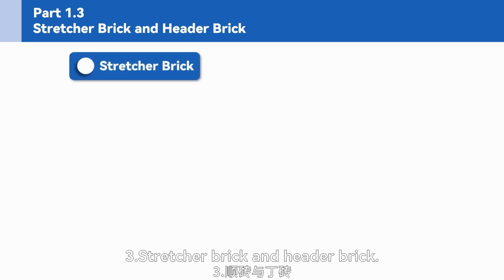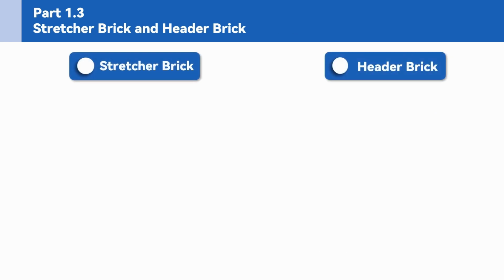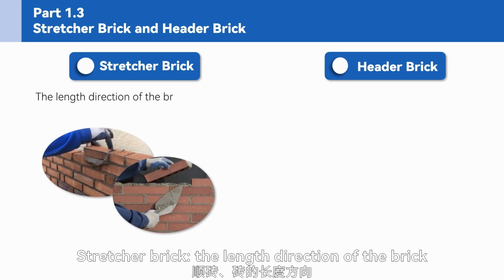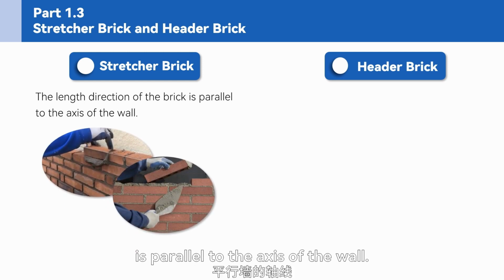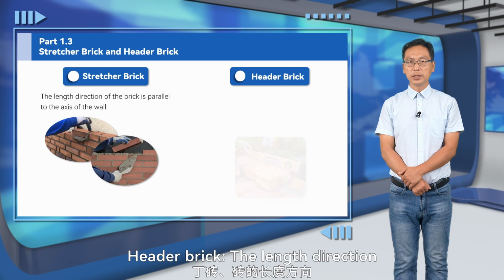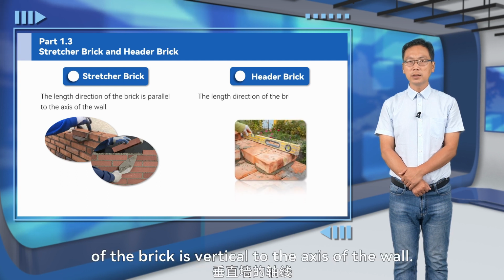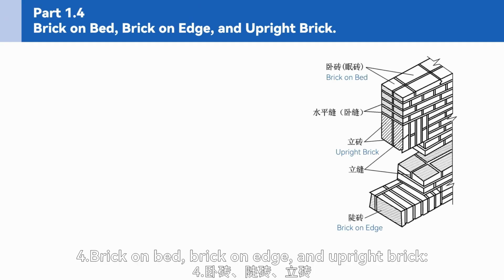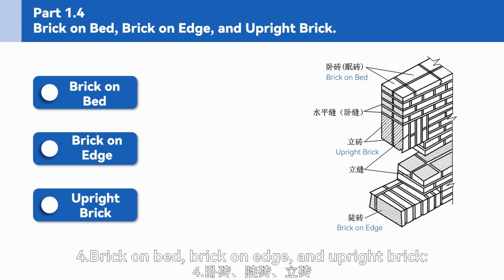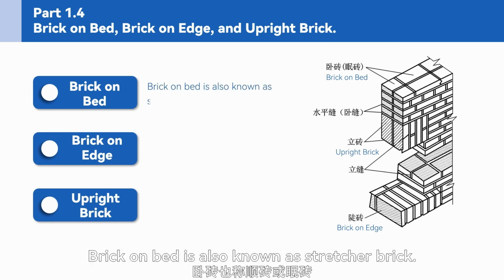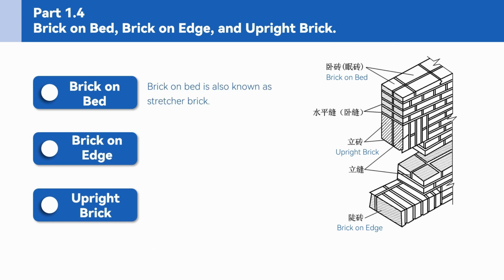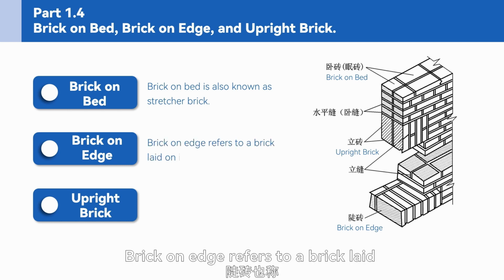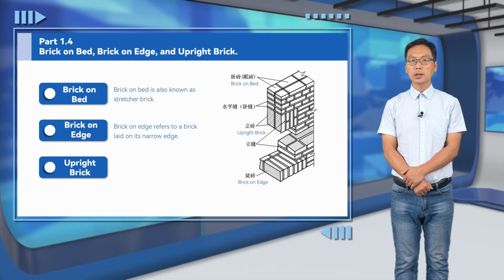3. Stretcher brick and header brick. Stretcher brick, the length direction of the brick is parallel to the axis of the wall. Header brick, the length direction of the brick is vertical to the axis of the wall. 4. Brick on bed, brick on edge, and upright brick. Brick on bed is also known as stretcher brick. Brick on edge refers to a brick laid on its narrow edge.